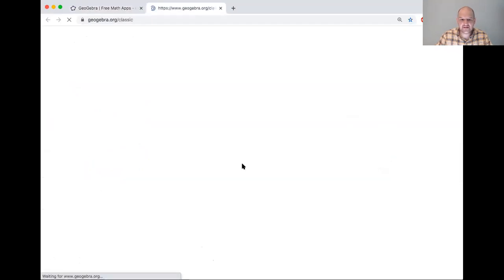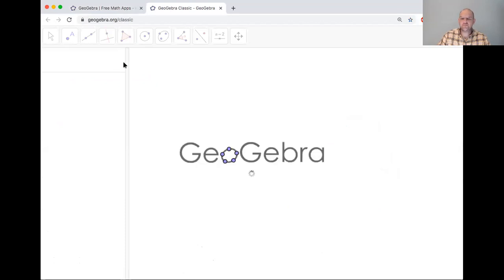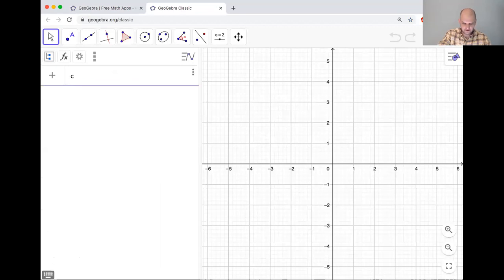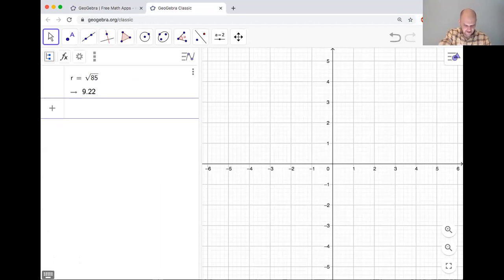So GeoGebra Classic. Should be getting pretty good at this by now, if you're actually doing it. All right, here we go. Curve. I'm just going to type them straight in. 3 minus square root of 85, which, let's be efficient here. Let's say r, because it's the radius, is the square root of 85. And then I'm just going to use that. I'm going to say a is arctan of 2/9.